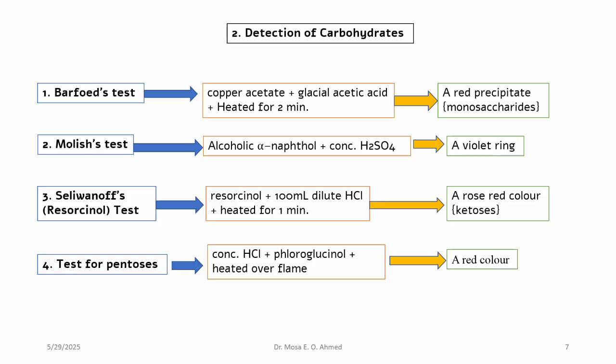The last test for carbohydrate is the test for pentoses, which consists of concentrated HCl, beside phloroglucinol, and heating over flame. If carbohydrate, mainly the pentoses, is present in the extract, the color of the extract changes to red.